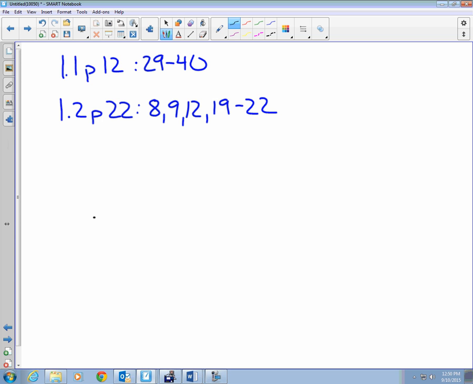Yes, I'll give you a book right after this. And then section 1.2, page 22, numbers 8, 9, 12, 19 through 22. And I hate to break this to you, but the homework really is pretty consistent all year long. We don't end up with too many times where it really slows down.